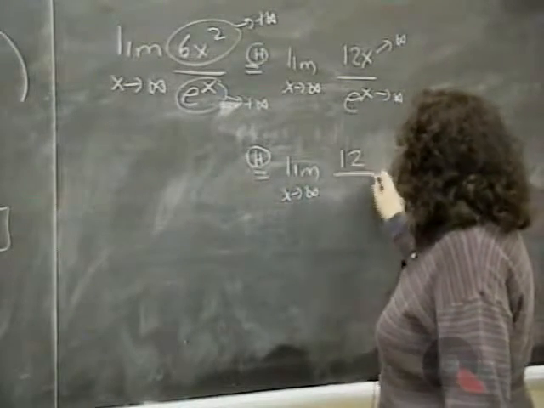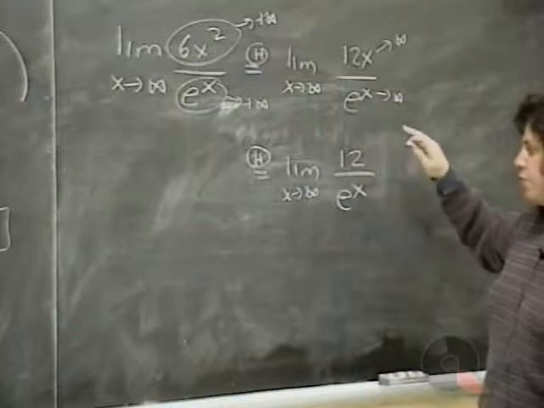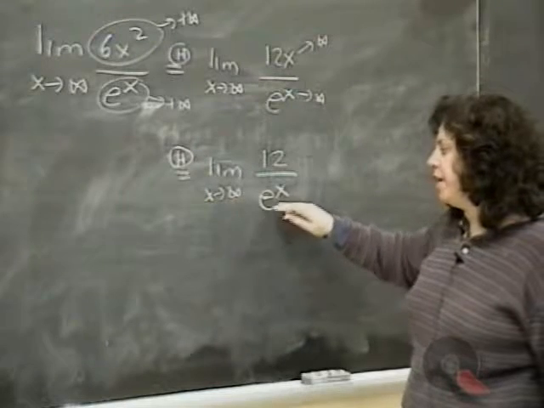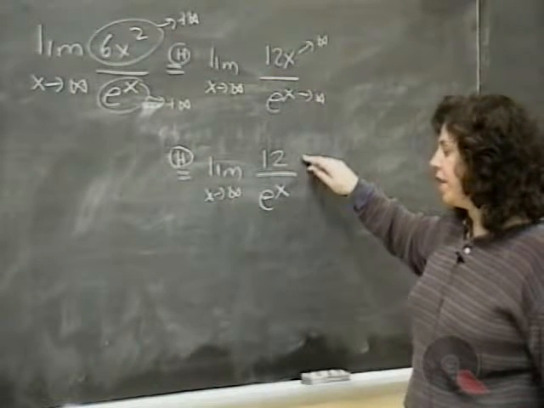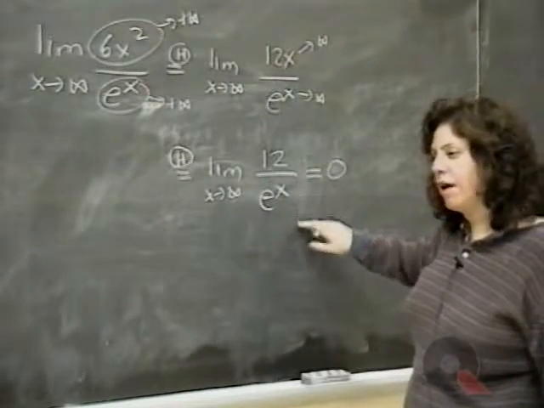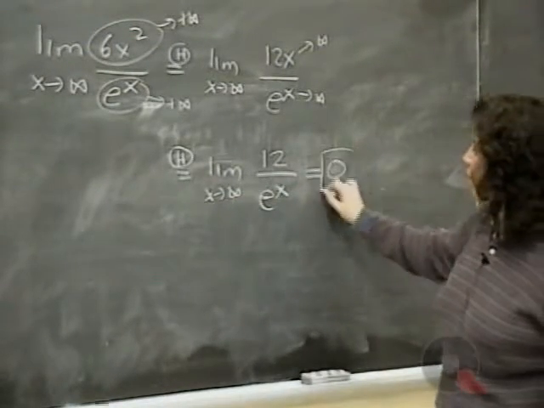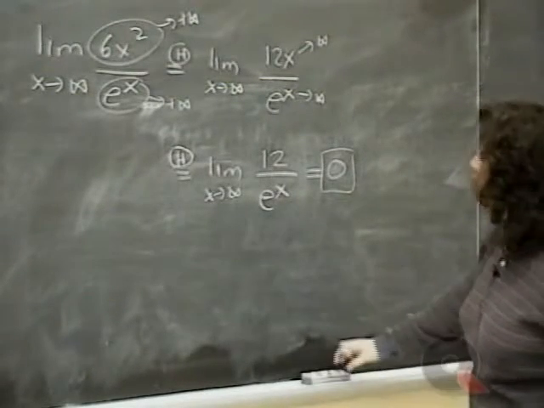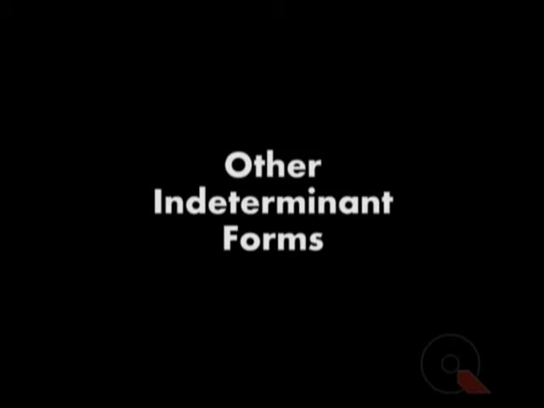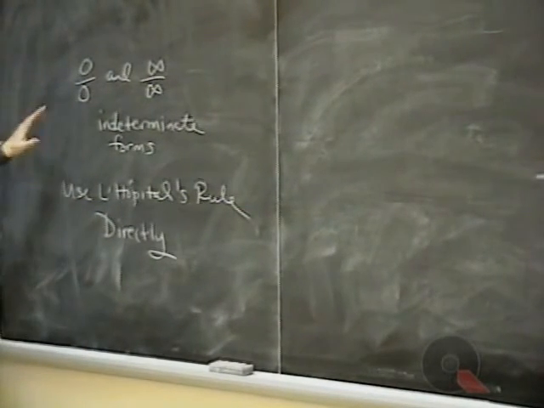Derivative of the top over the derivative of the bottom. And at this stage, we have a situation where the numerator is fixed at 12. The bottom is getting larger and larger. As x approaches infinity, e to a very large number is getting bigger and bigger. 12 over something getting bigger and bigger is going to 0. 12 divided by a million, 12 divided by a billion, the numbers are getting smaller and smaller, so the answer is approaching 0. So we have another example of an infinity over infinity indeterminate form, and it led to a finite limit here. Summarizing what we have done so far, 0 over 0 and infinity over infinity are indeterminate forms.